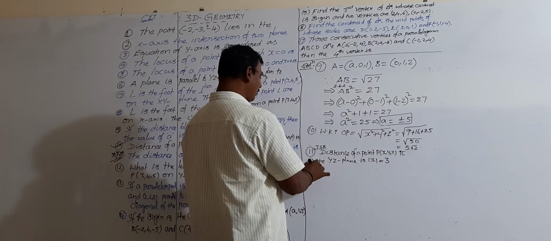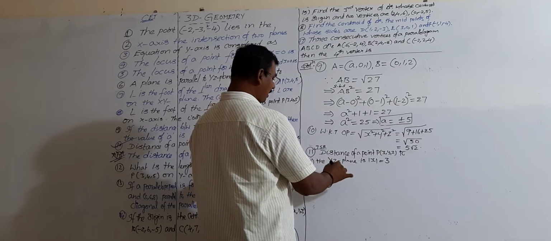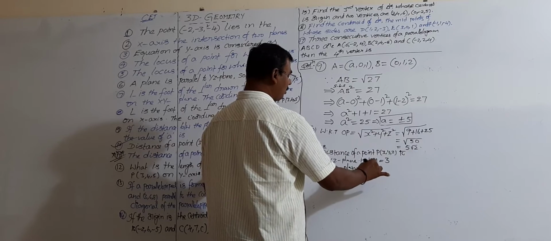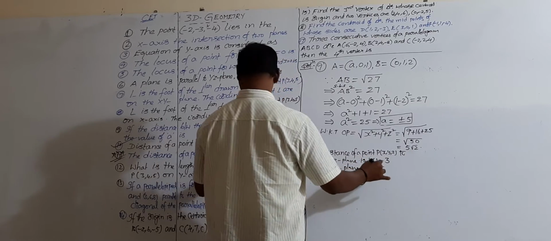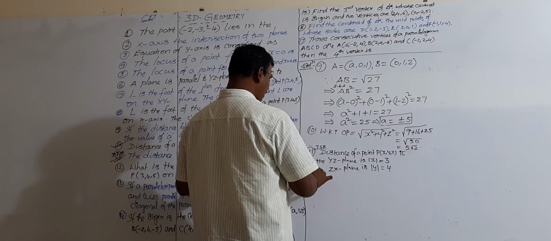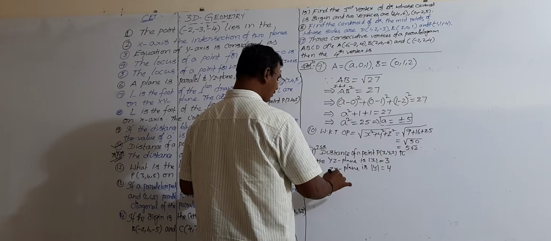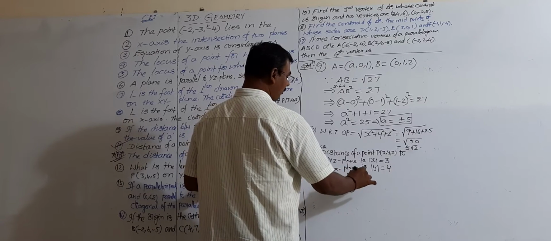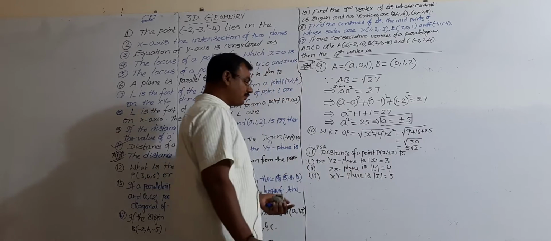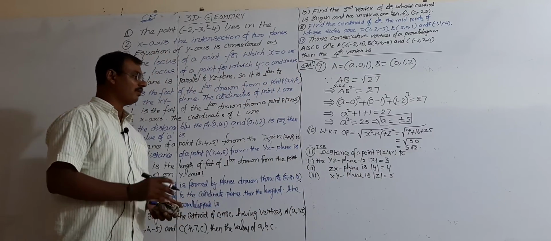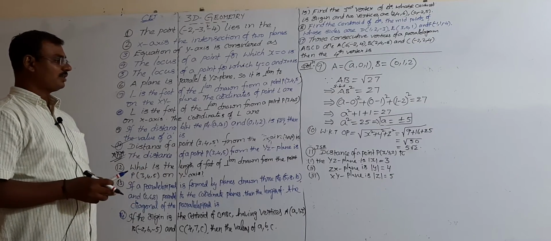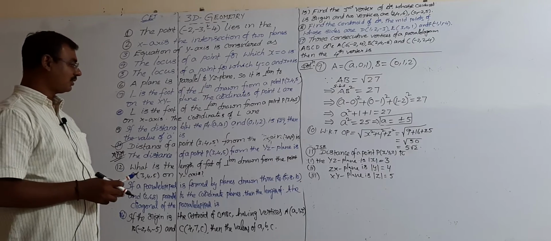Similarly, if the ZX plane is given, the distance formula is mod of y, so the answer for (3, 4, 5) is 4. Third, if the XY plane is given, the formula is mod of z, that is equal to 5. These distance models are very important. Maximum times this type of question is asked in CET classes, CET exam.